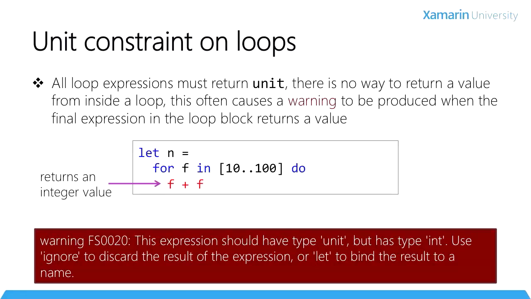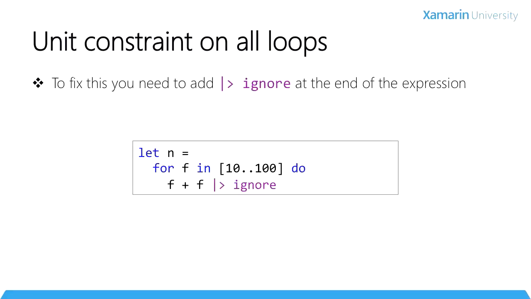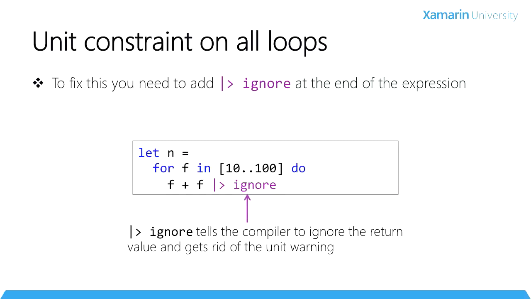And to fix this, we use the pipe operator to push the result of the expression to a specific keyword, ignore. And this keyword will then return unit, which satisfies the loop requirements. Anything piped to this keyword is effectively thrown away and ignored.